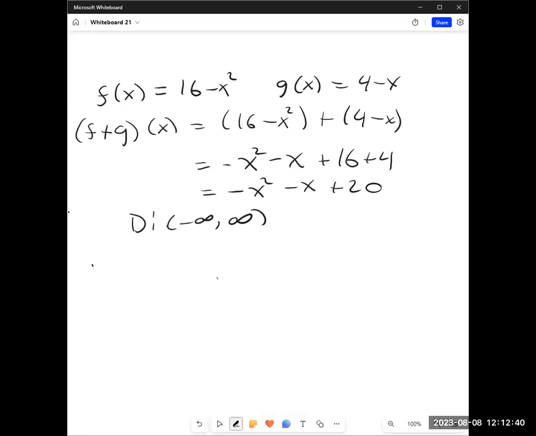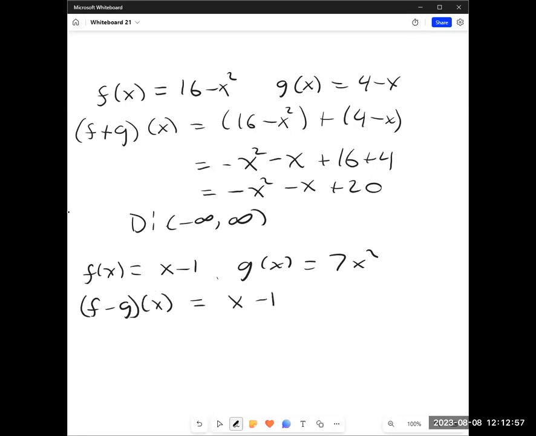Let's look now at f of x is equal to x minus 1, and g of x is equal to 7x squared. When we find f minus g of x, that's x minus 1 minus 7x squared. So we can write our composition as x minus 1 minus 7x squared. Let's go ahead and rearrange that in descending order of exponents, since that's how we're used to reading things.